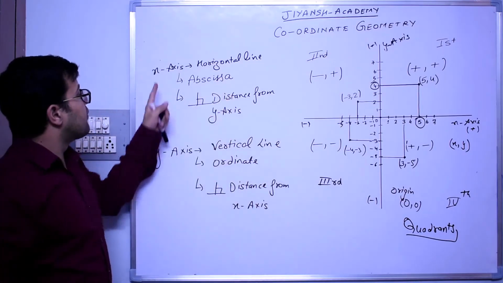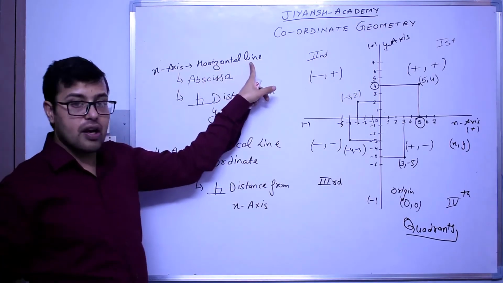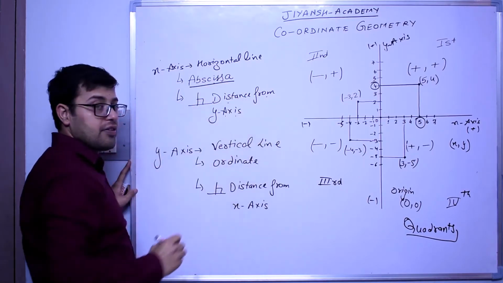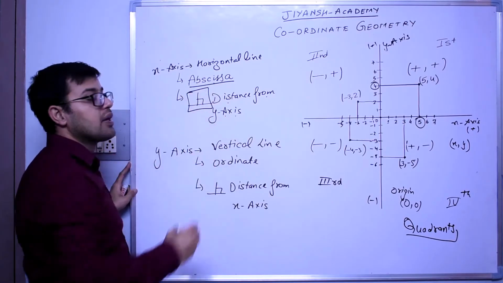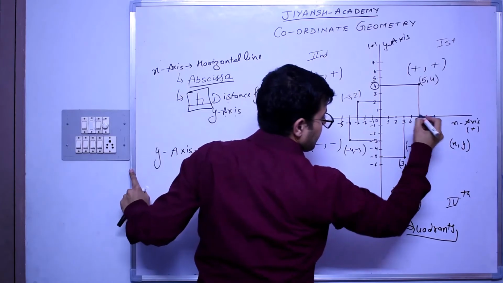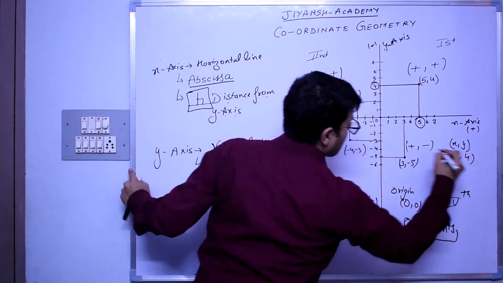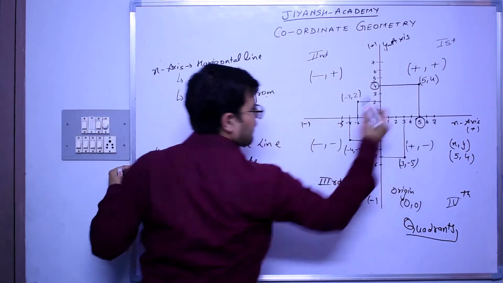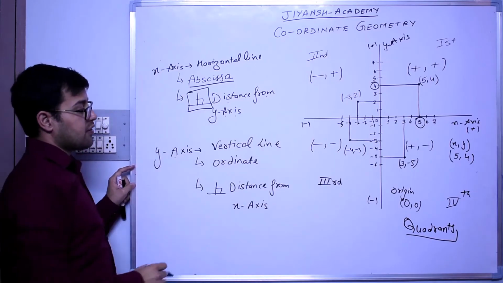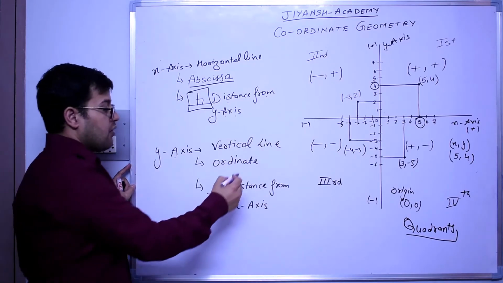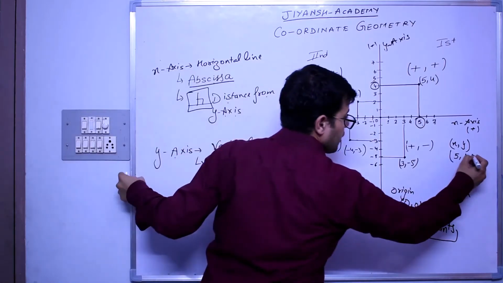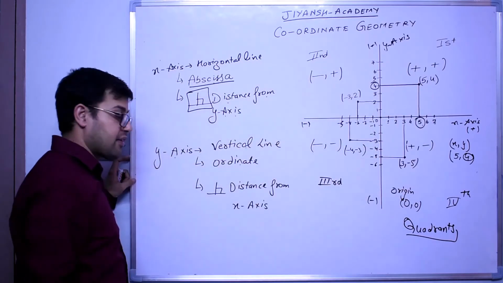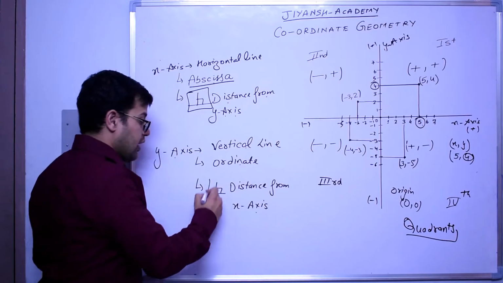So here we have listed it. The x-axis is a horizontal line. What is the abscissa? The abscissa is the distance from the y-axis. What kind of distance is it? It is a perpendicular distance. Over here the abscissa is 5. So I will say 5 is the perpendicular distance from the y-axis. Right? Similarly, the y-axis is denoted by a vertical line, which is the ordinate. Here the ordinate is 4. Now what is 4? 4 is the perpendicular distance from the x-axis.